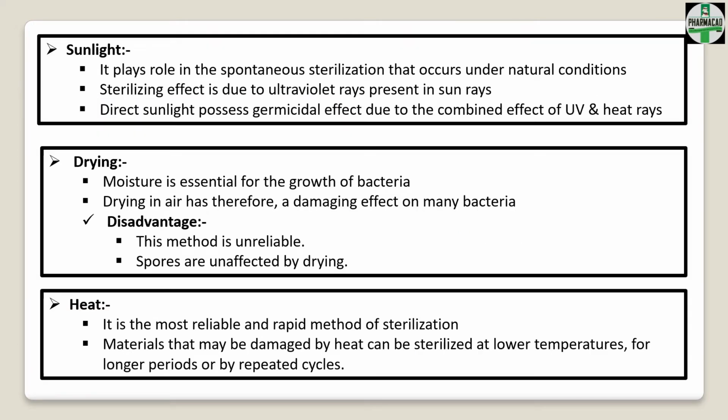Sunlight plays a role in the spontaneous sterilization that occurs under natural conditions. The sterilizing effect is due to the presence of ultraviolet rays in sun rays. Direct sunlight possesses a germicidal effect due to the combined effect of UV and heat rays. The advantage is that it is a natural process, so it is able to sterilize big oceans, rivers, lakes, ponds, etc. The disadvantage is that it is an unreliable method, so one cannot be 100% sure whether the object or thing is completely sterilized or free of microorganisms.